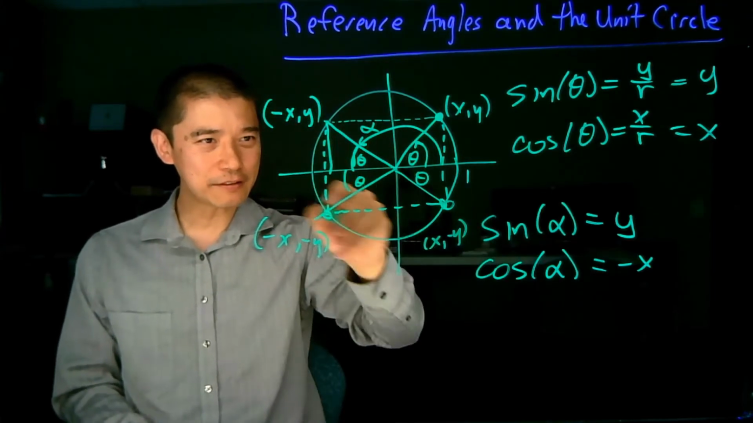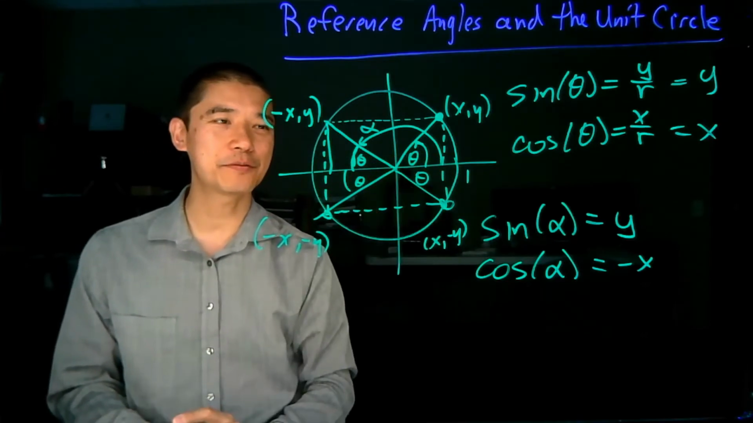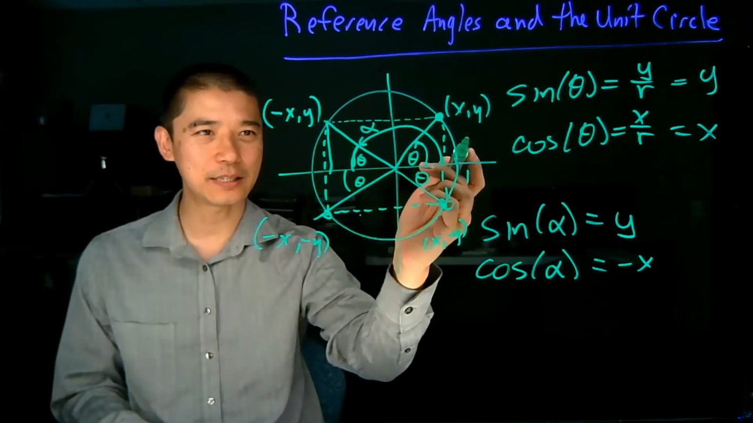And so by looking at the various angles here, the same reference angle can be used to get all the values for the sine and cosine functions in all the other quadrants by doing this reflection property and just thinking about where the points go.